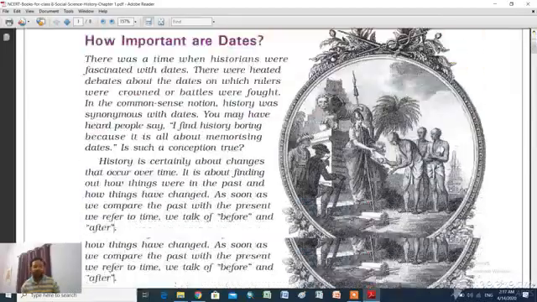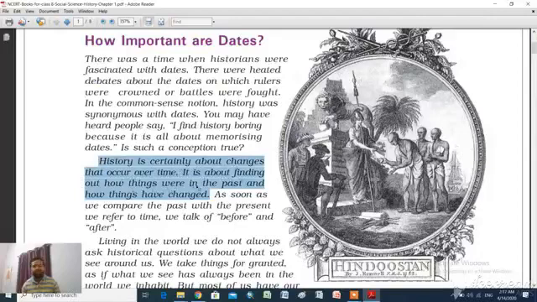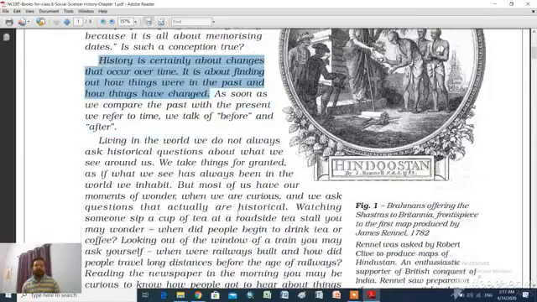Okay, let's start. So firstly, I have cleared what history is. You can write this from this paragraph. History is certainly about changes that occur over time. It is also about finding how things were in the past and how things have changed.